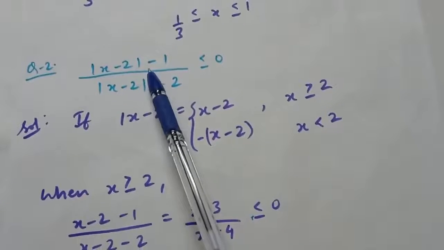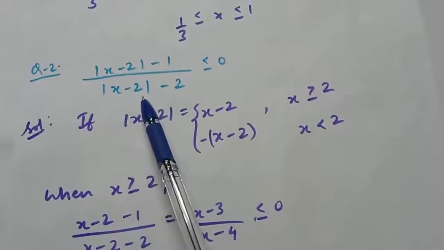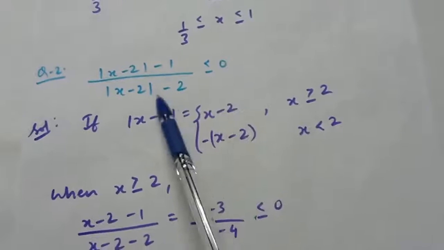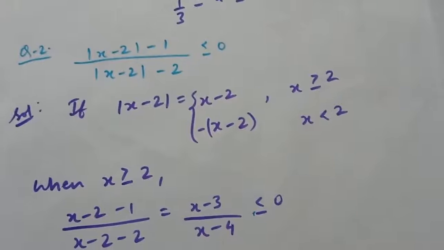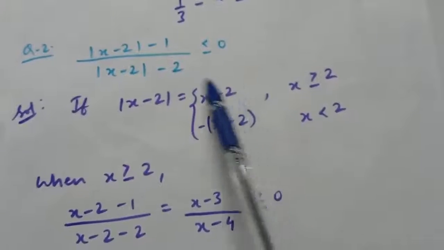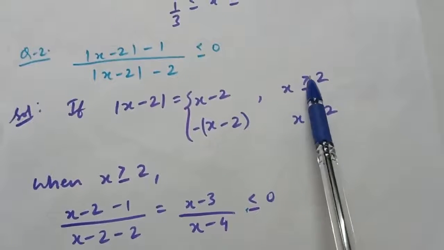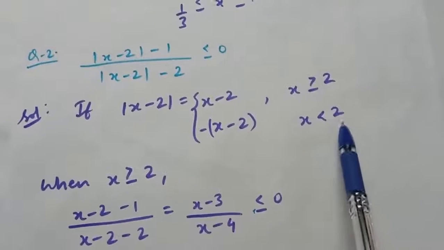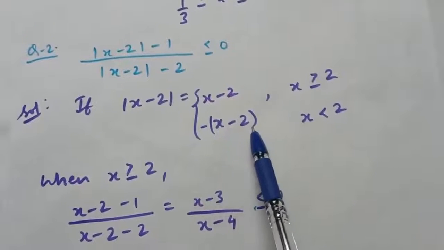Modulus of x minus 2 minus 1 upon modulus of x minus 2 minus 2 is less than or equal to 0. So we have to solve this. For this, first of all, we will solve modulus of x minus 2, which is equal to x minus 2. That is, it will be positive if the value of x is equal to 2 or greater than 2. But if x is less than 2, then modulus of x minus 2 will be negative of x minus 2.